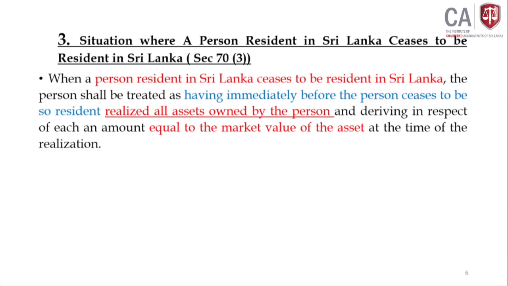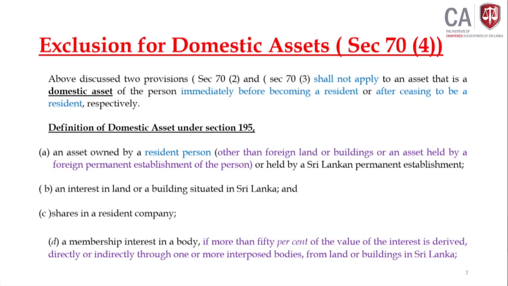But now, section 70 subsection 2 provision and section 70 subsection 3 provision, all the provisions we now know theoretically. Now there is an exclusion to this provision. We will come to that part. Exclusion for domestic asset, section 70 subsection 4. When calculating these gains, domestic assets are excluded. Come to that. Above, we discussed two provisions. What are those two provisions we have discussed?